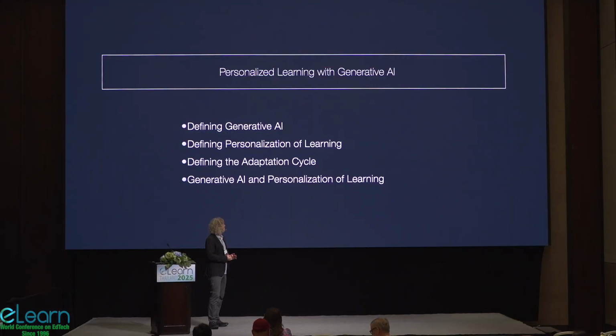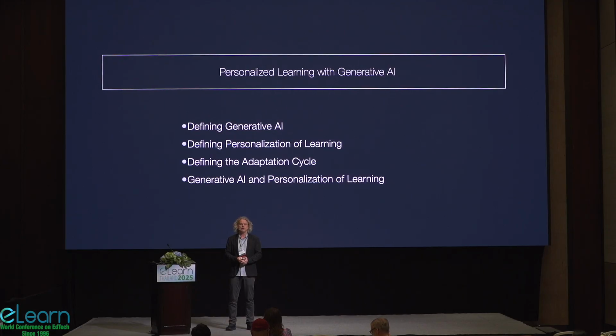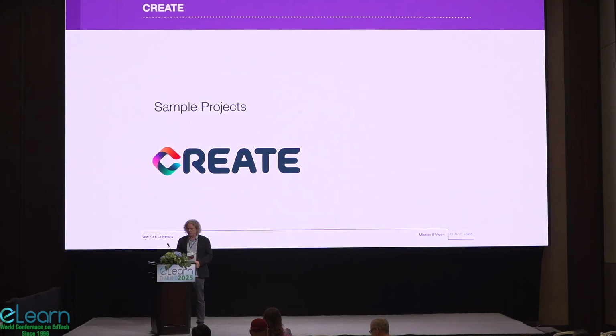Today, though, I want to talk about a number of topics that, as I mentioned, have become very popular. I want to start with asking what is AI, and then what is personalization. Talk about the adaptation cycle, and then bring it all together with generative AI and personalization of learning. However, because it's you, I don't think we need to talk much about what is AI, because you're a group that already has done that. So I want to start with some sample projects, just to give you context where I'm coming from when I talk about all these things.